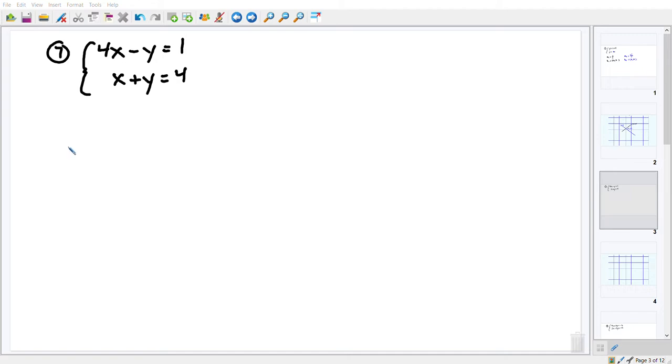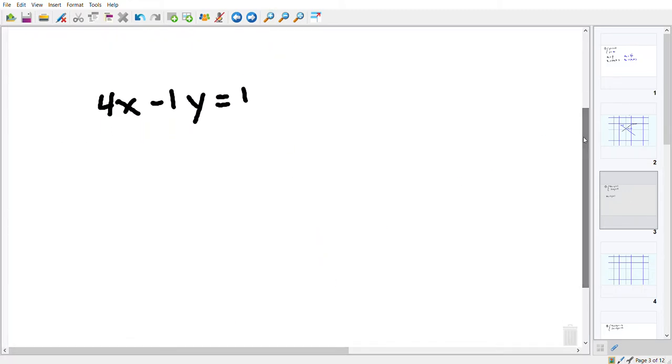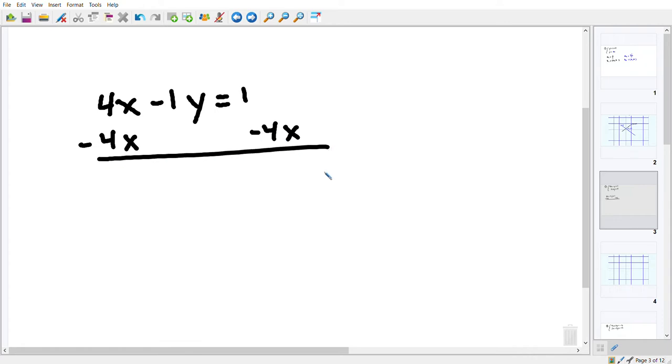So for line 1, bring it down. We're going to go ahead and rewrite it again as y equals. So let's go ahead and subtract 4x from both sides. Which gives me a negative 1y. And then we're going to finish off with the division like we've been trying to practice. So everything's going to divide by negative 1.